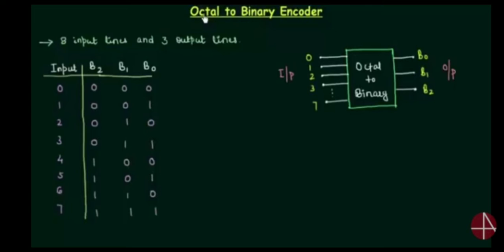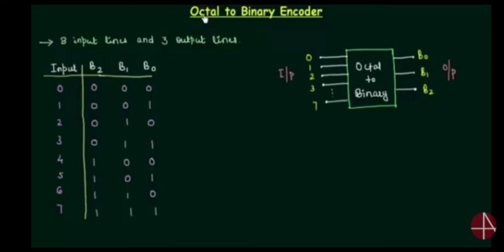Encoder is nothing but a process of converting data in one form to another form. Here I am going to convert a number in any form, either octal, decimal, or hexadecimal, to binary, because in general the computer can understand only binary numbers. That's why I am using encoders to convert a number in one form to binary. That's my purpose.